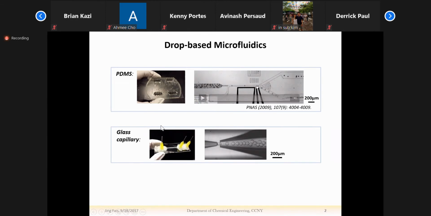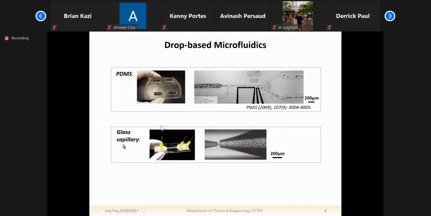So there's a Y junction here. If the droplet has the specific protein, it will go to this branch, the top branch. Otherwise, it goes to the other branch. This is very useful for biological applications. We call it high throughput screening.